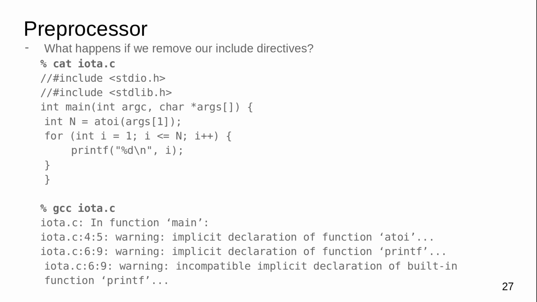What happens if we remove our include directives? So here we're dealing with the same program, and I just commented out with the // symbol our include directives right here, and then we try compiling it again. And so what happens is it gives us some warnings. Right here we see iota.c in function main. There's an implicit declaration of the function atoi, and there's some more information at the end that I cut off. Implicit declaration of function printf. Incompatible implicit declaration of built-in function printf.